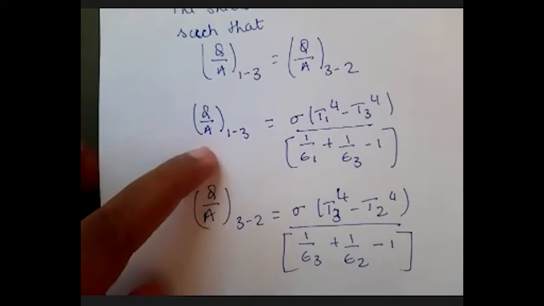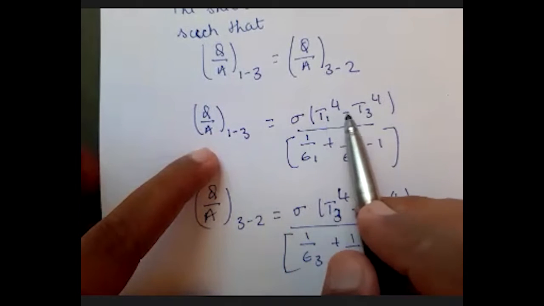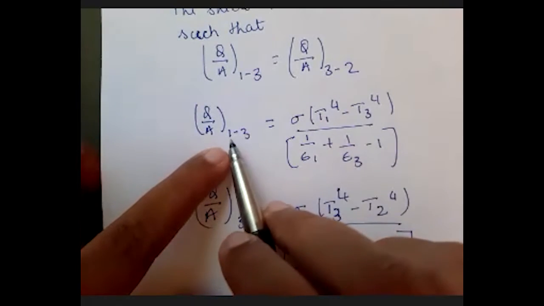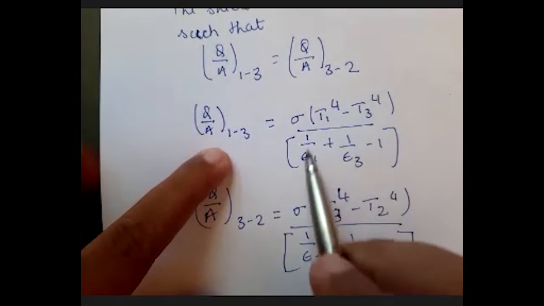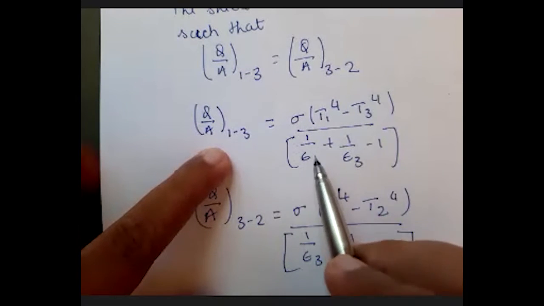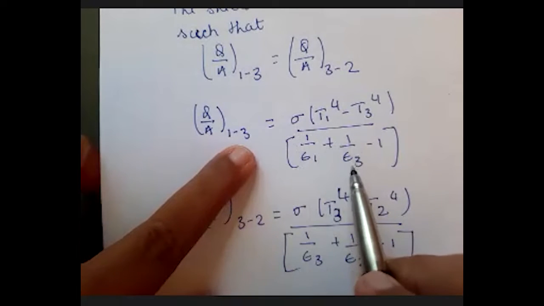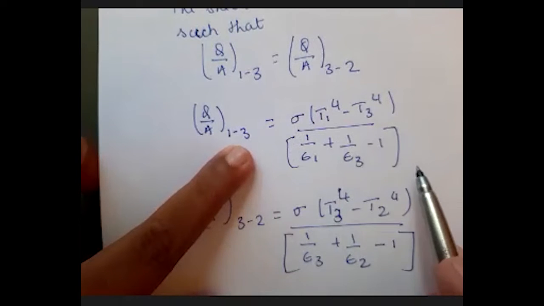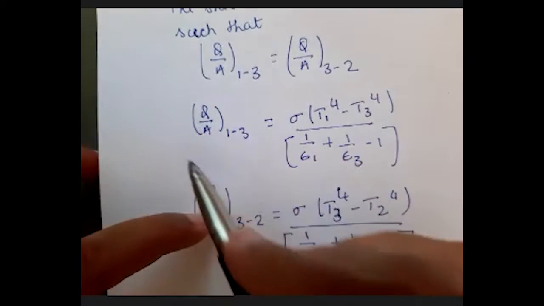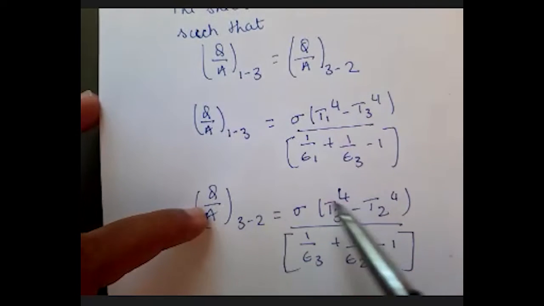So I know Q by A from 1 to 3 is equal to sigma into (T1 raised to 4 minus T3 raised to 4) divided by (1 by epsilon 1 for the surface 1, plus 1 by epsilon 3 for the surface 3, minus 1). This is the equation which we have got from the previous session.